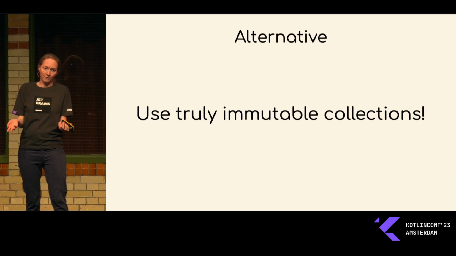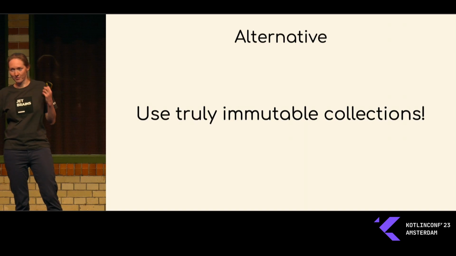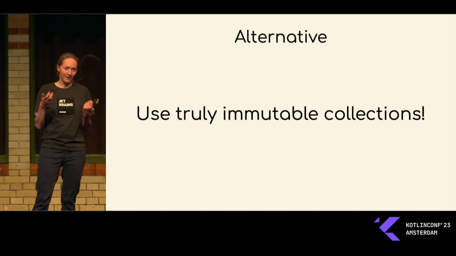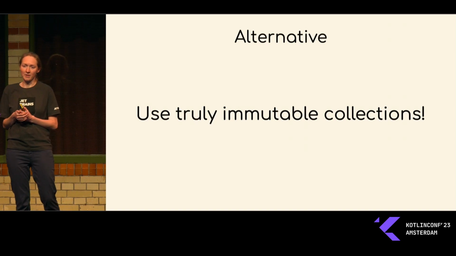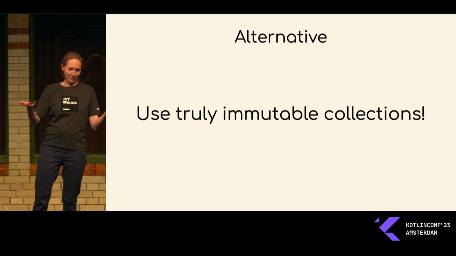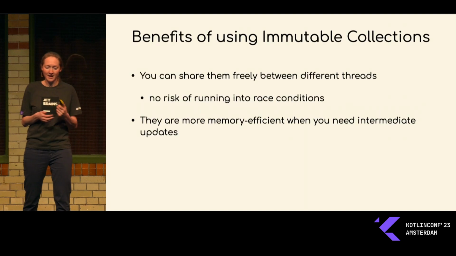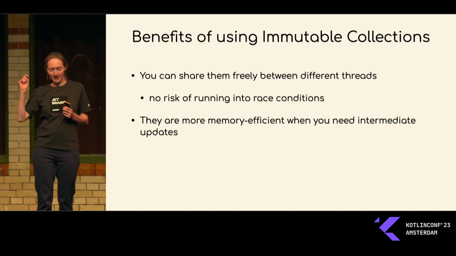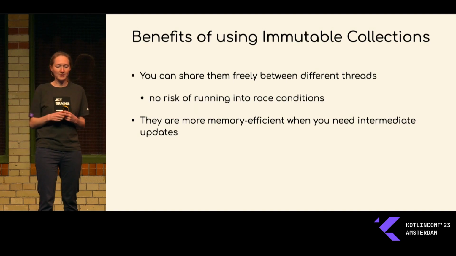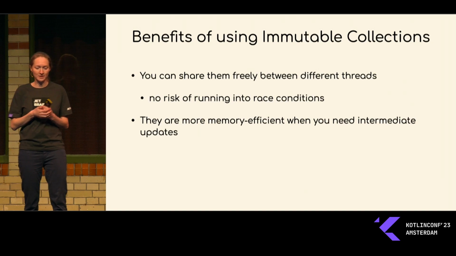An alternative is to use truly immutable collections, to save yourself from this problem, and you can use these immutable libraries. I wouldn't say it would be enough justification for now, because they are still in alpha, they are still a work in progress. So I want to add more to the story. Before this, let's reiterate the benefits of using immutable collections.